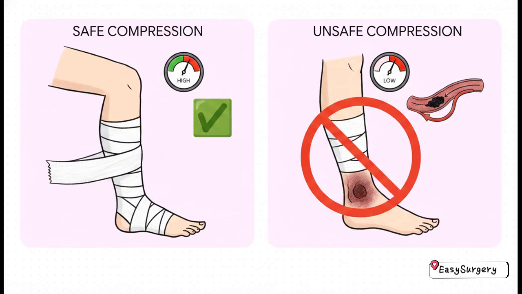A normal ABPI is over 0.9, which means it's safe to apply that 35 to 40 millimeters of mercury compression. But if the ABPI is under 0.5, compressing it will drastically worsen the ischemia. You have to revascularize immediately via bypass or stenting before you even think about managing the ulcer.